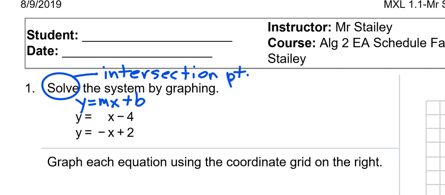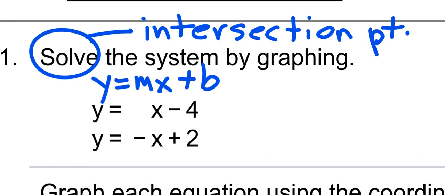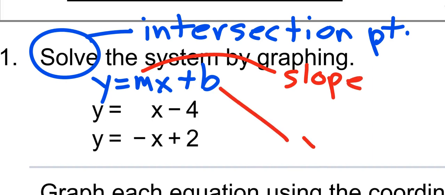Okay, so solve means that I'm looking for that intersection point. In the equation y equals mx plus b, what does the m stand for? That is the slope. And how about that y-intercept? Oh, sorry, I gave it away. My apology. That's the y-intercept.